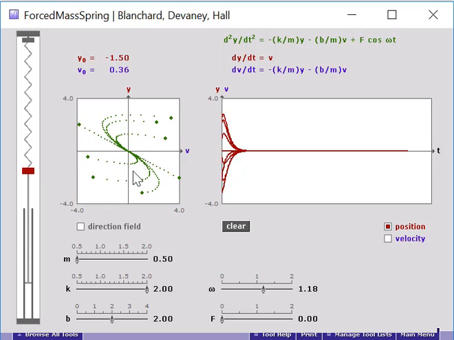So next, I'm going to look at what happens if we add an external force.